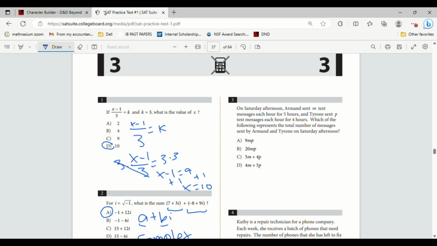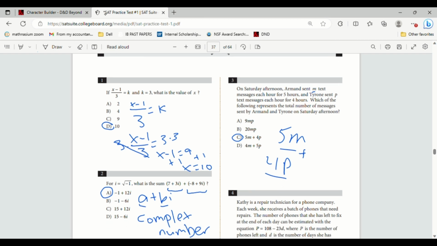Well, Armand sent m text messages each hour for 5 hours, so 5 hours times the number of messages he sent is how many messages Armand sent. And then for Tyrone, 4 hours times the number of messages he sent each hour, which is p, is the number he sent in total. So we can add these two terms together, and we get 5m plus 4p. This question is simply testing association of numbers and their variables. Since the 5 went with the m in the description and the 4 went with the p, that's another way of thinking about it.